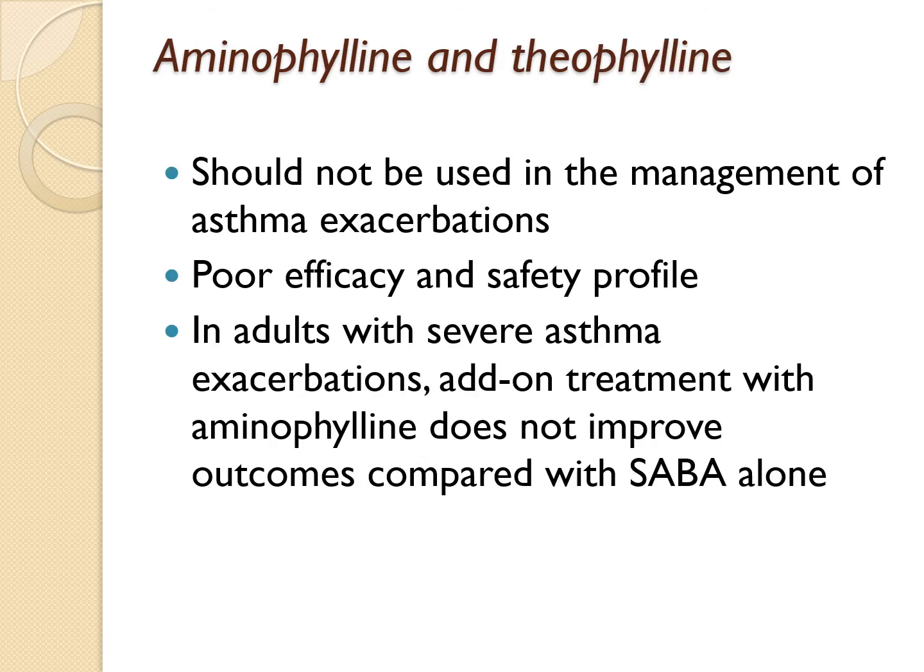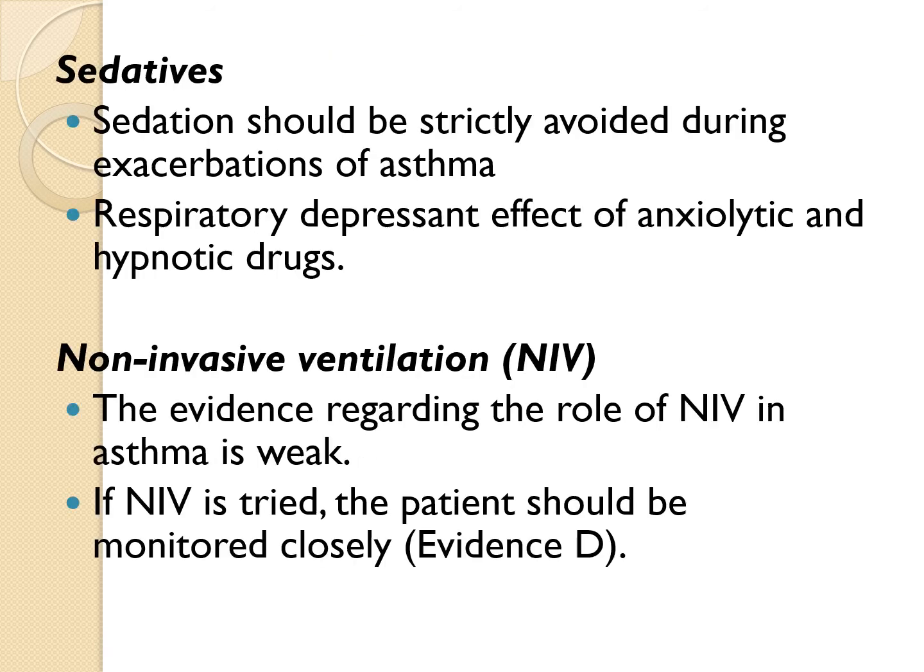Aminophylline and theophylline have been knocked off from the treatment, and it has been recommended not to use them in the management of asthma exacerbation because of their poor efficacy and safety profile. It has been shown in adults with severe asthma exacerbation that add-on treatment with aminophylline does not improve outcomes compared with SABA alone. You may experience this in your clinical setup also once the patients are deteriorating. Although the patient has already been started on aminophylline, most of these patients need magnesium sulfate to control their symptoms. So the response will not be as beneficial as we think, and the trial data is also against this treatment.